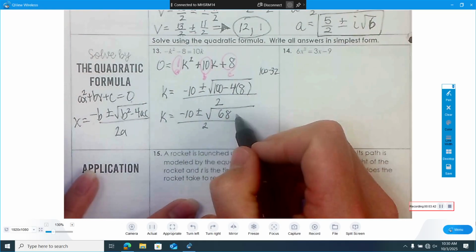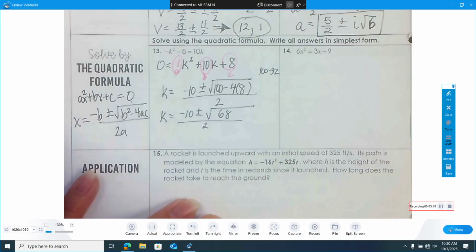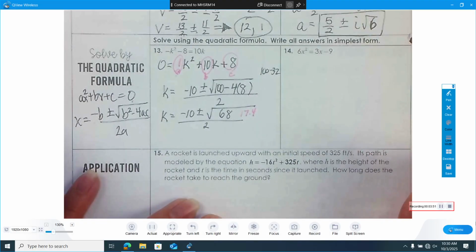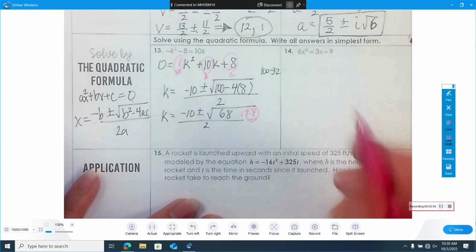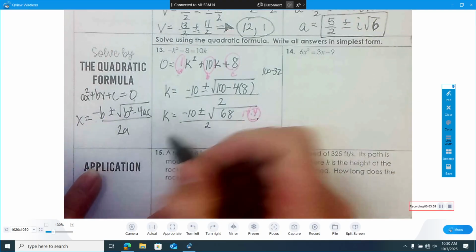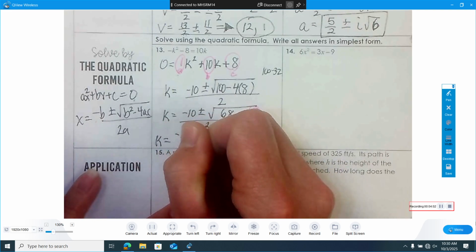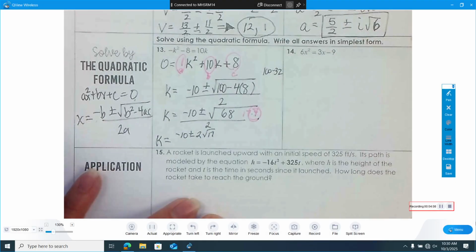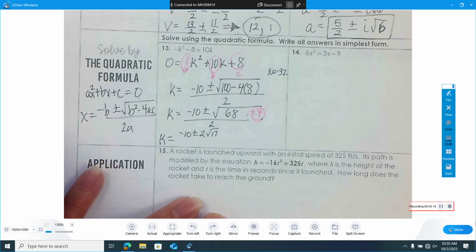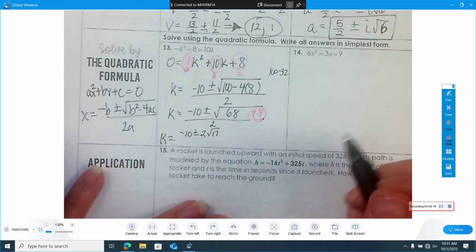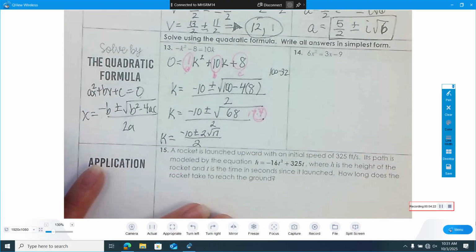Over 2. Now, 68 cleans up. 68 turns out to be 17 times 4. And so how does that radical simplify? 2 escapes. The square root of 4 is 2, so a 2 escapes. So we get k equals negative 10 plus or minus the 2 escapes, and the 17 has to stay behind. Is that right? That seems too big. Hold on. 68 divided by 4. It's 17. Oh, that's right. Okay. All right, over 2.